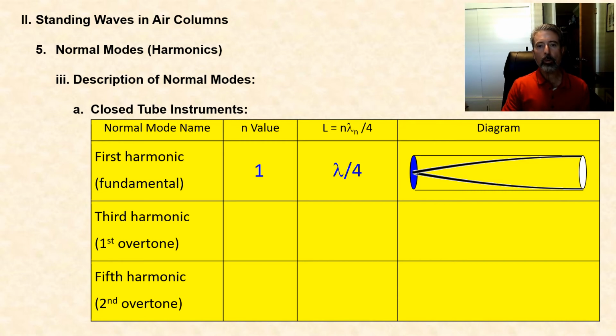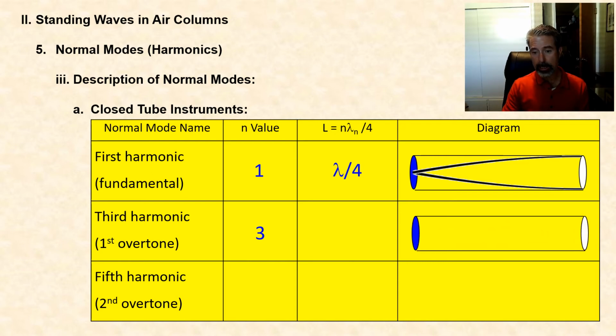So we can work our way up. The next highest frequency standing wave, and this may sound a little strange, but it's not n equals 2. As we will see, n equals 2 does not meet our boundary conditions. So the next normal mode would be what we call the third harmonic, or first overtone. This corresponds to an n value of 3.